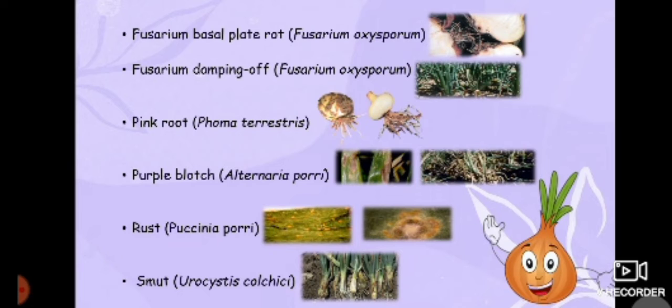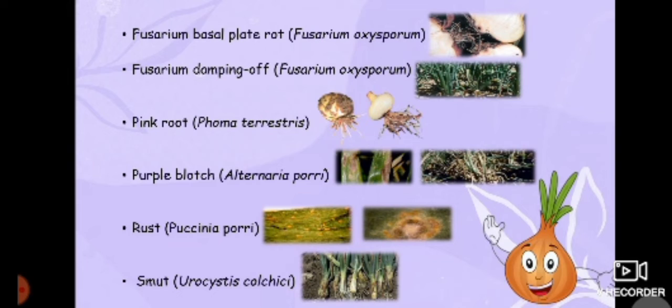Next is the rust or Puccinia porri. The symptoms: small white flecks on leaves and stem which develop into circular to elongated orange pustules. Severe infestation can cause leaves to yellow and die.